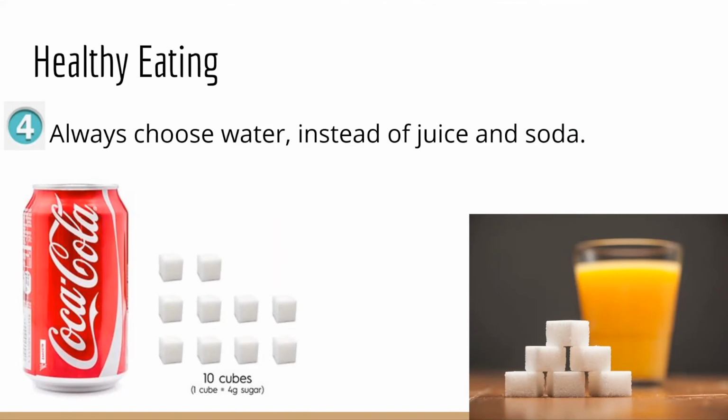Also, make water your drink of choice. Juices and soda have high sugar content, and you can see here that each cube equals 1 teaspoon of sugar. So both soda and juice have a large amount of added sugar. So instead of drinking the juice, just have the fruit.